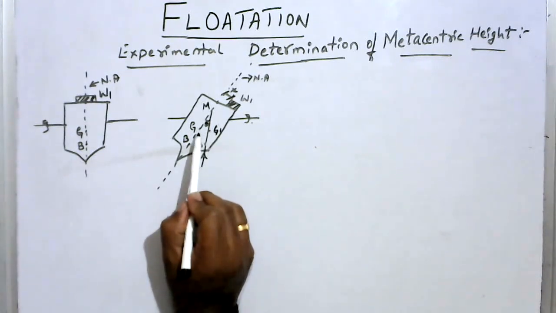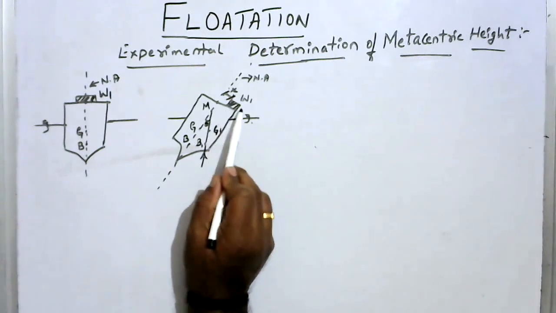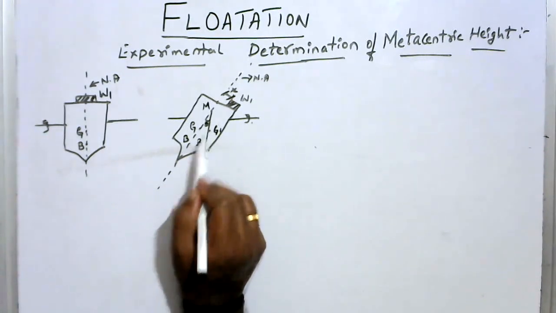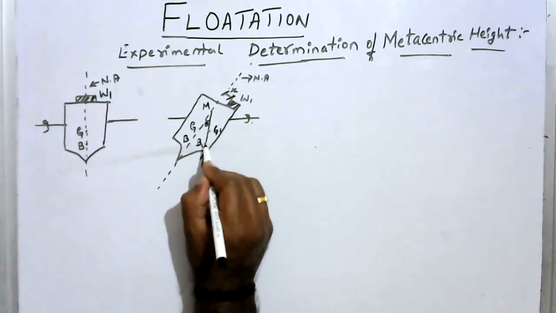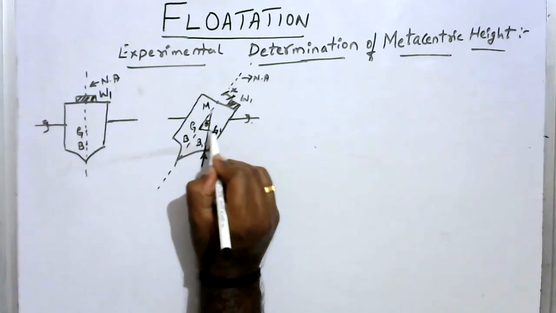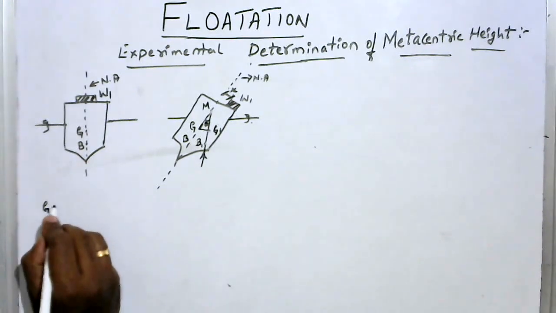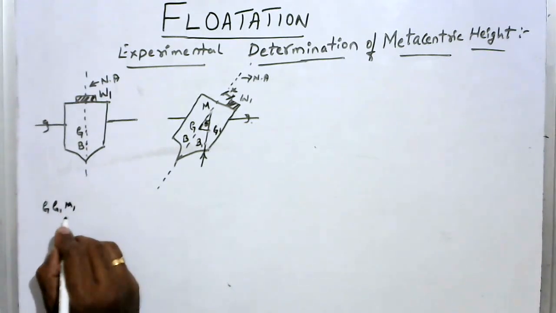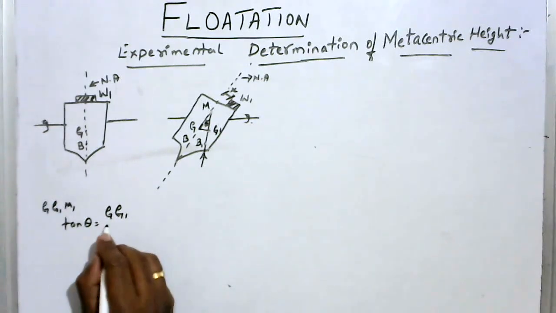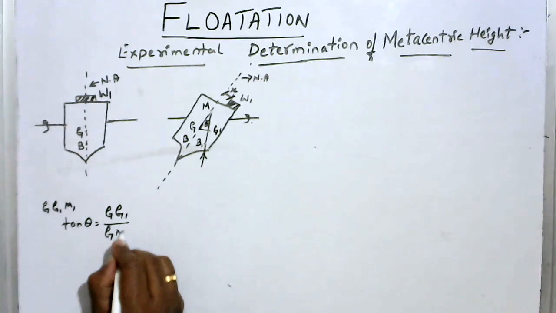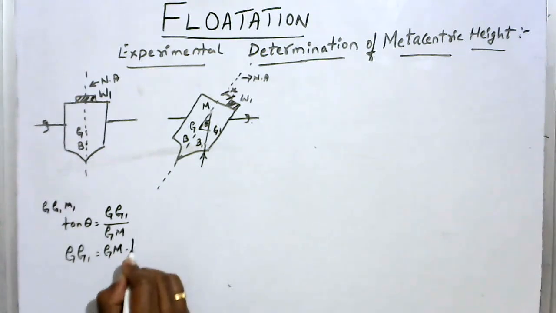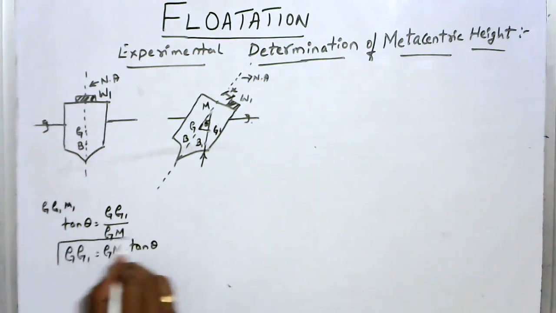Correct? So you understood why the center of gravity changes, because the weight is moved at a distance x. Then the center of buoyancy changes because the volume of the immersed part changes. Correct? So this point is G1, this point is B1. Now you consider this triangle, that is G1M. You apply tan theta, which is equal to opposite side GG1 divided by adjacent side GM. Therefore, GG1 is equal to GM into what? Tan theta. You keep it on one side.